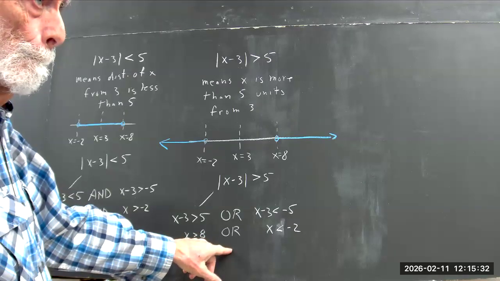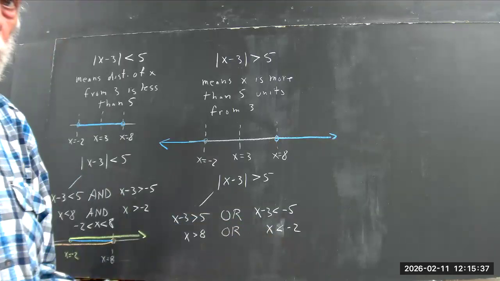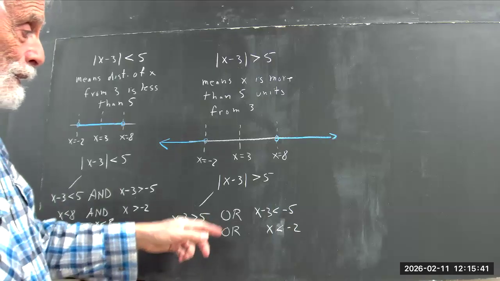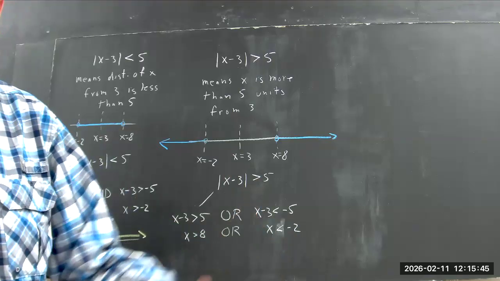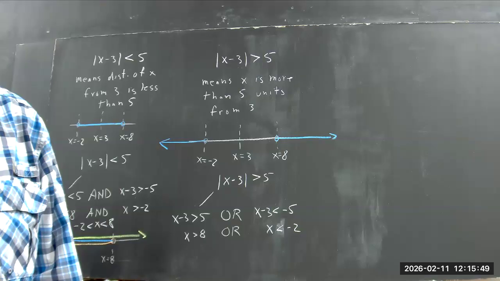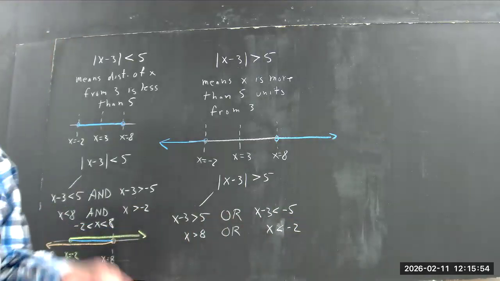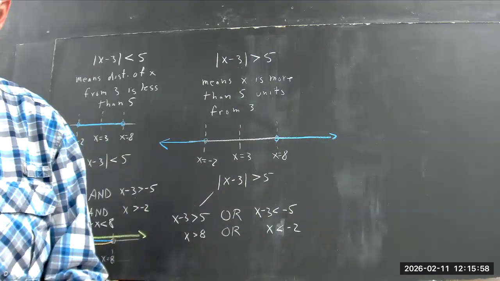It's got to be or. I can't say x is greater than 8 and x is less than -2. Can you give me an x that's greater than 8 and less than -2? No, if you give me an x that's greater than 8, it's not less than -2. Okay? If you give me an x less than -2, it's not greater than 8. That logic is important, and I really want to see that when you write these out.